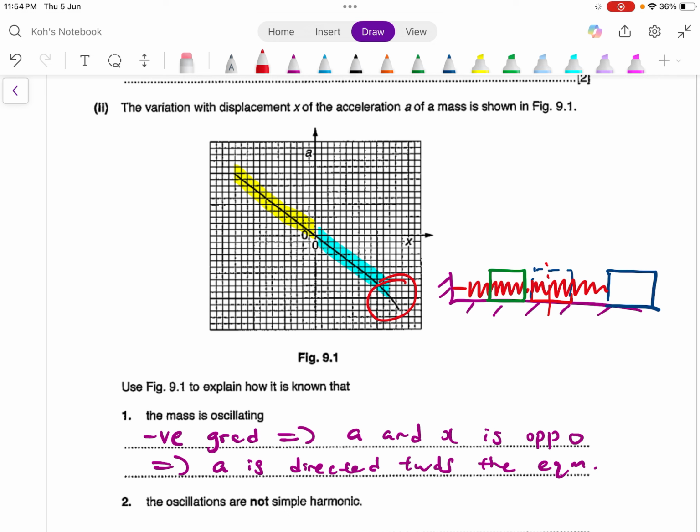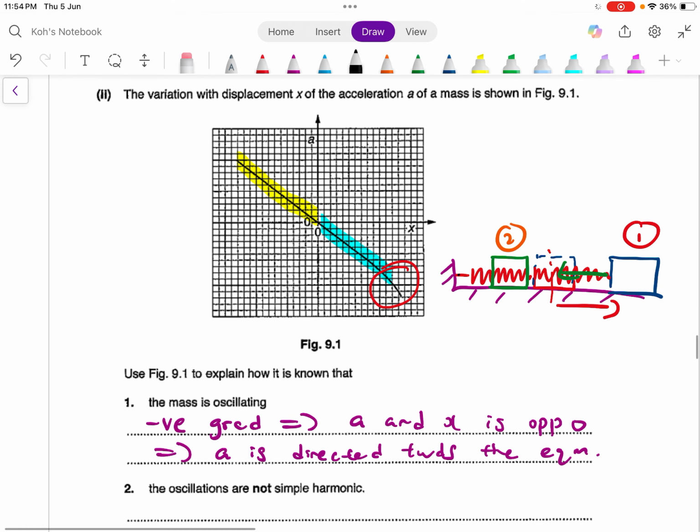So for example, at this particular amplitude, it's a positive displacement. But since the spring is being stretched, we know that the spring force is towards the left hand side, which is towards the equilibrium. Likewise, as I go to the next amplitude, which is here, the spring is being compressed, so the acceleration is towards the right hand side, and of course the displacement is negative. So you can always notice that the acceleration is always directed towards the equilibrium, meaning that this mass is actually oscillating about the equilibrium.